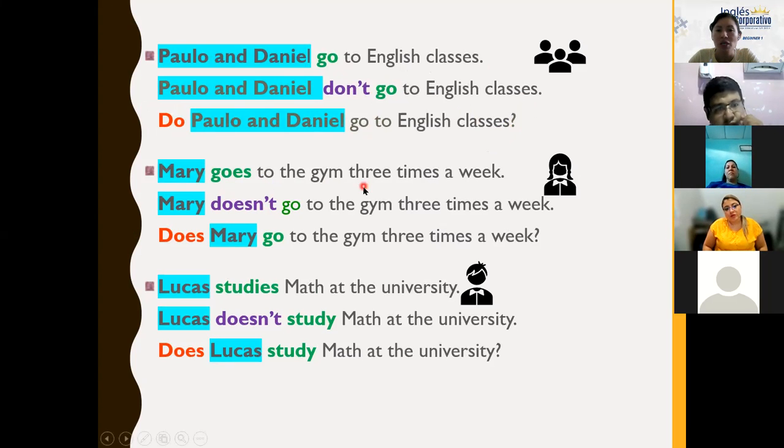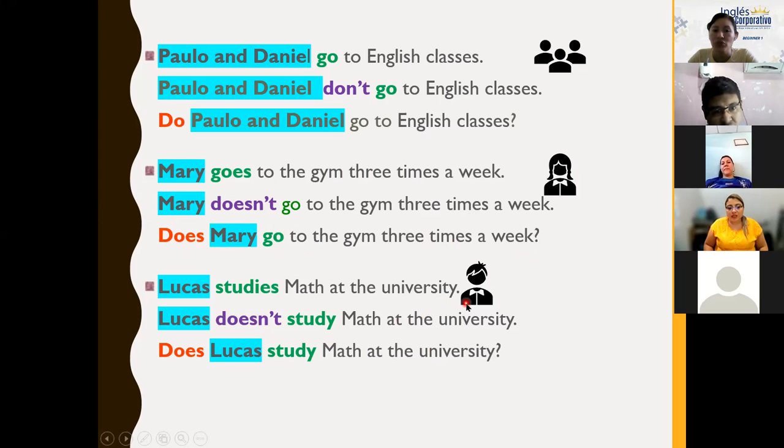Second example, segundo ejemplo. Mary goes to the gym 3 times a week. Mary doesn't go to the gym 3 times a week. Does Mary go to the gym 3 times a week? Y la fórmula es la misma. Subject, verb, pero aquí sí aplica la tercera persona. So you need to change that. And then, con Mary, subject, auxiliary in negative, verb, aquí ya no cambia, miren. ¿Por qué? Porque doesn't está cumpliendo el papel de la tercera persona. Ya no necesito modificar nada. Mary doesn't go to the gym 3 times a week. Does Mary go to the gym 3 times a week? Auxiliary, subject, verb in base form, complement, and question mark.